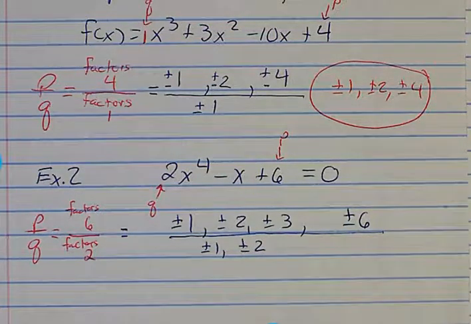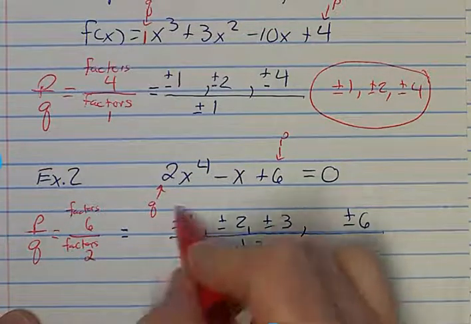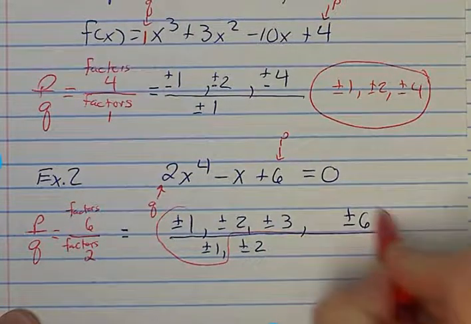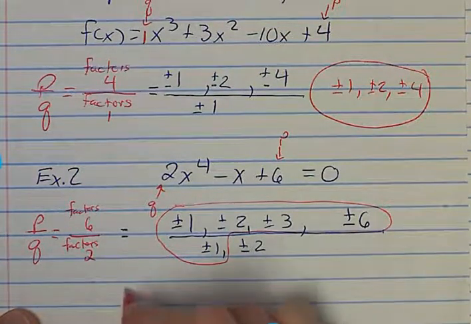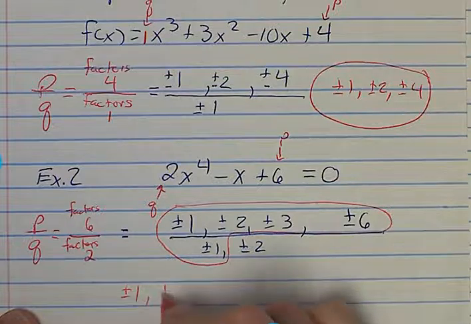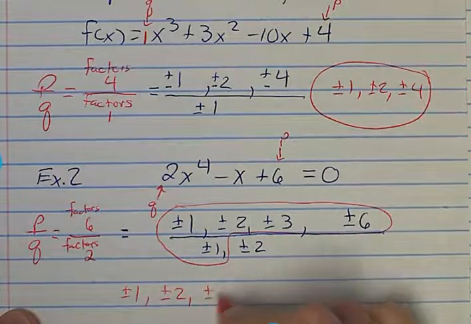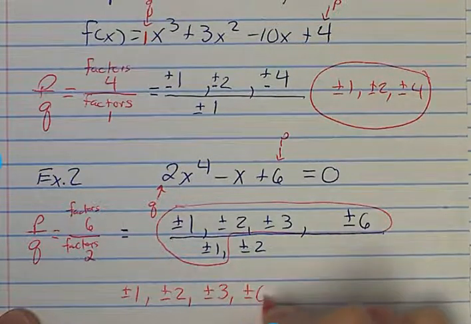Now, to get the answers, here's what we're going to do. We're going to take all these numbers and divide them by 1, like we did before. And if you divide all these numbers by 1, it doesn't change anything. So it's plus or minus 1, plus or minus 2, plus or minus 3, or plus or minus 6.